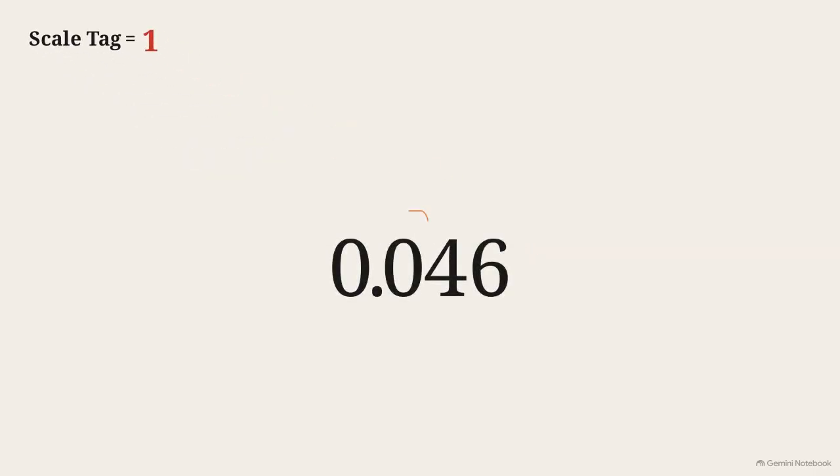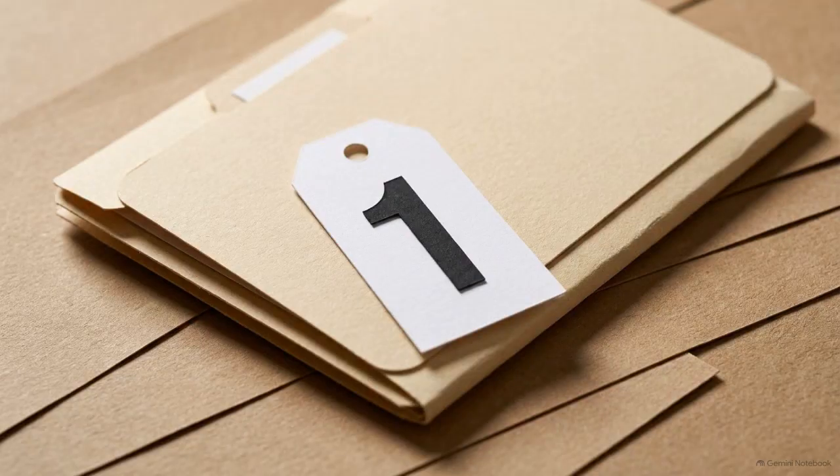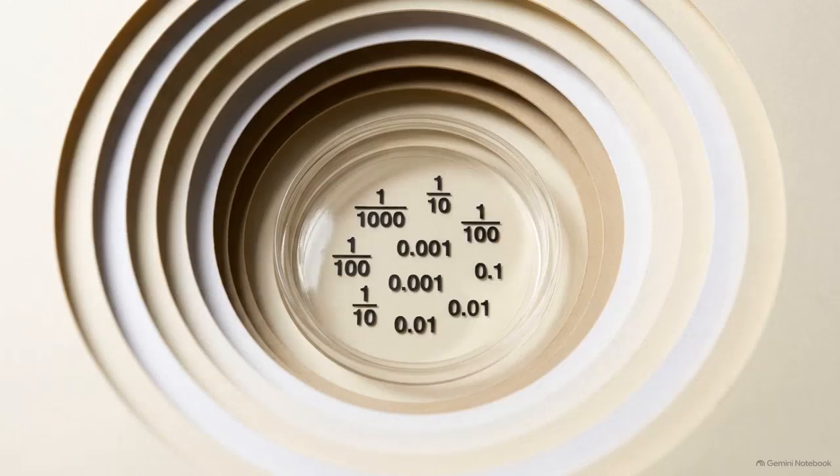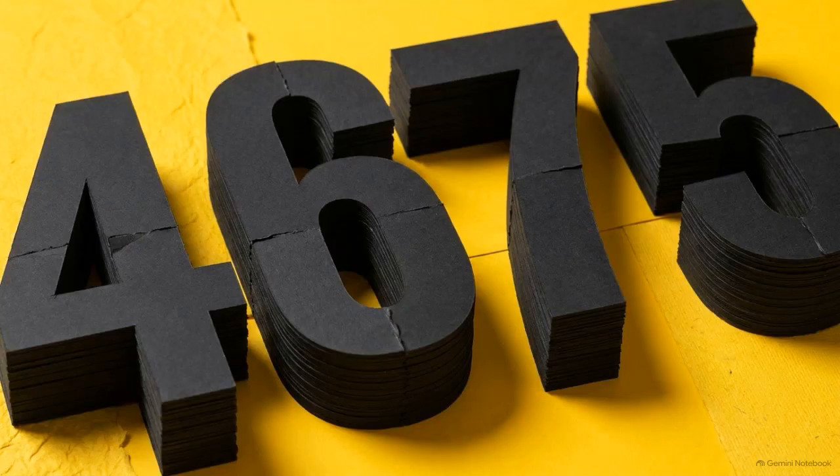For tiny numbers, like 0.046, we do the opposite, counting the leading zeros to find a negative scale tag. We set this scale tag aside for a second. It stays separate from the rest of the translation, acting like a bookkeeping label for the size of our number. This ensures we never lose track of how big or small our number is, whether we're dealing with millions or microscopic fractions.